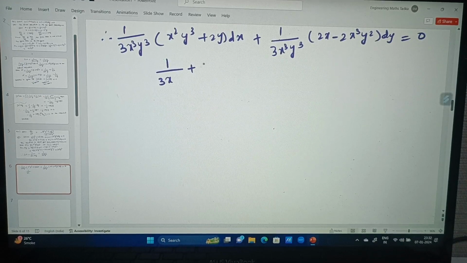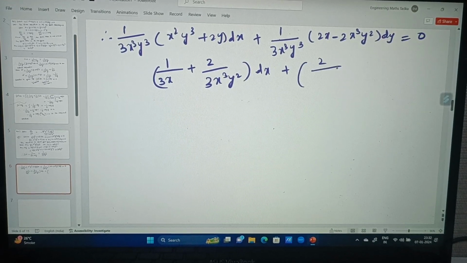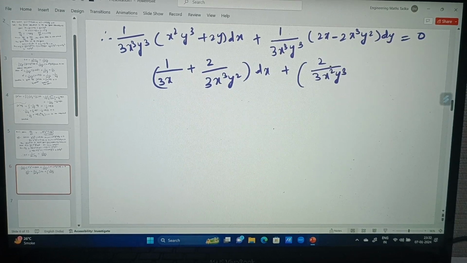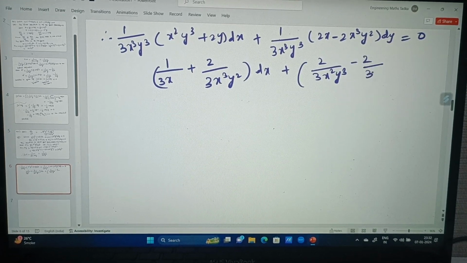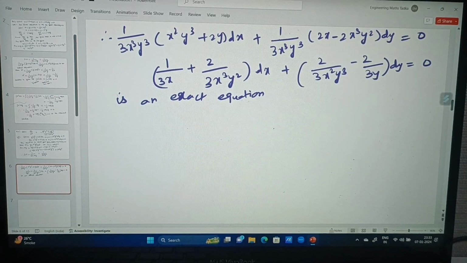1 by 3x plus 2 by 3x cube into y square into dx plus (2 by 3x square y cube minus 2 by 3y) into dy is equal to 0. You can write it as an exact equation. Okay, you have multiplied the given differential equation by the integrating factor, then automatically the equation has become an exact differential equation. Okay, so once it is exact, you need to write the new functions.